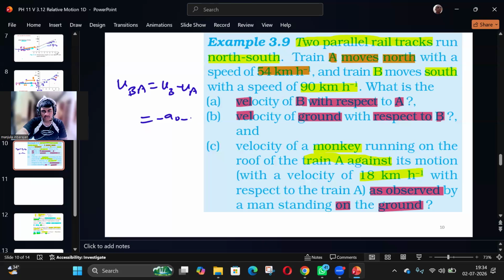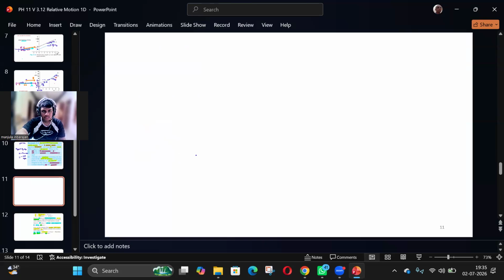Minus 36. Why minus 36? I'm taking north direction as positive. Should north be positive? Okay, minus into positive, that's what I'm doing. Since they are going in opposite directions, the relative velocity will be more. So both of them will add. So minus 144. That's why I say don't skip the steps.